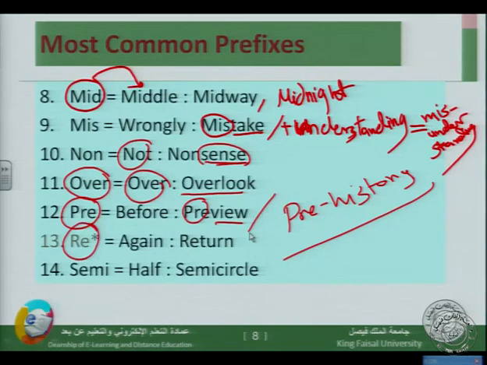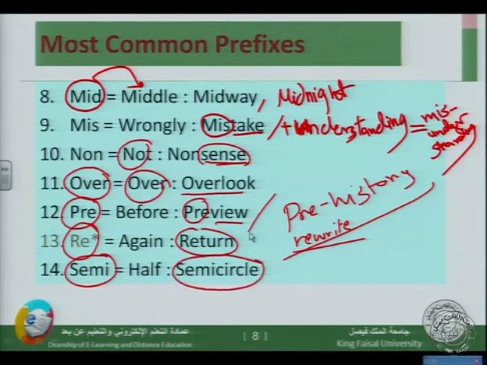Re gives the meaning of again. So we say return, or for example rewrite, or reread, review, replay. And the last one here is semi, and semi gives the meaning of half, like semicircle, half of a circle, or semisphere, half of the earth.